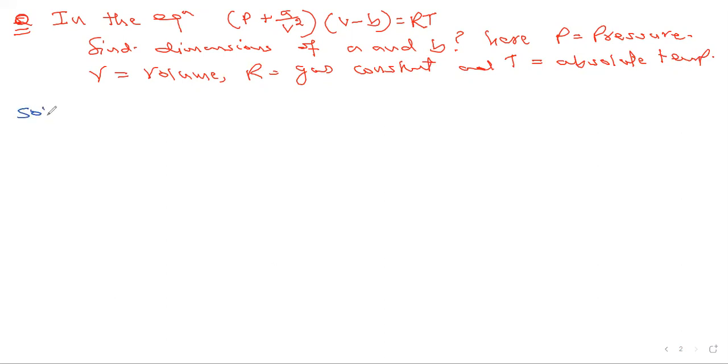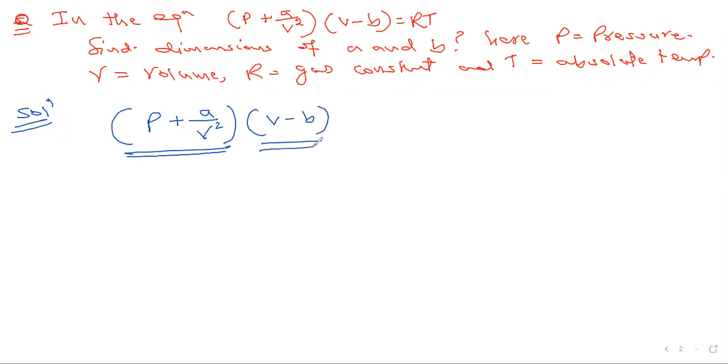Now you see this is a special type of question. Why is there a specialty? Because rewriting the equation, I show you this is one term, this is V minus B, the second term, and the multiplication of these two is giving you the product.